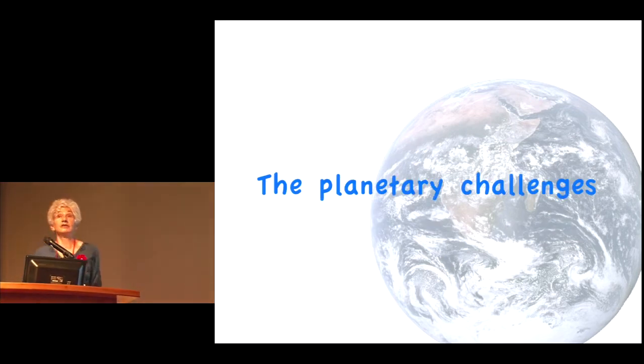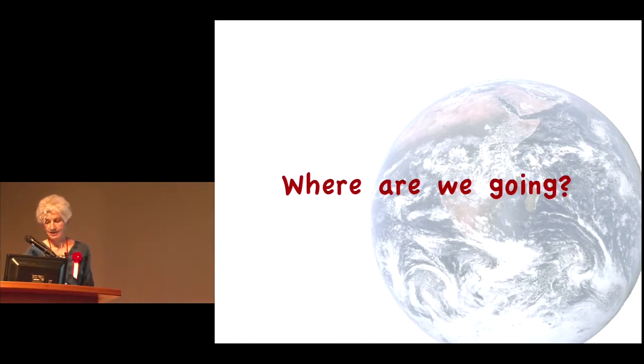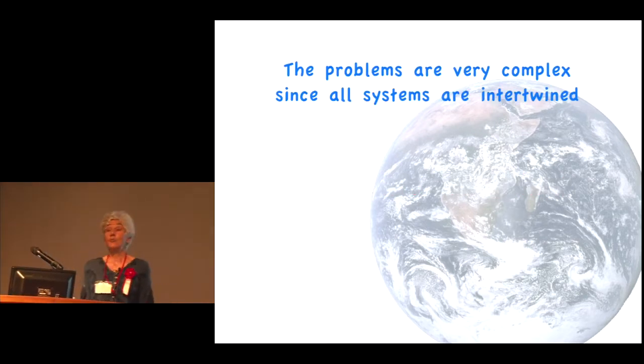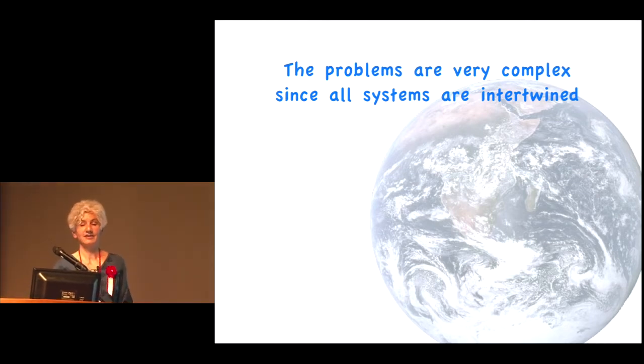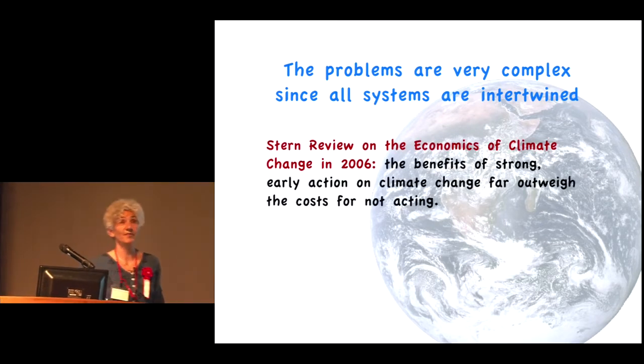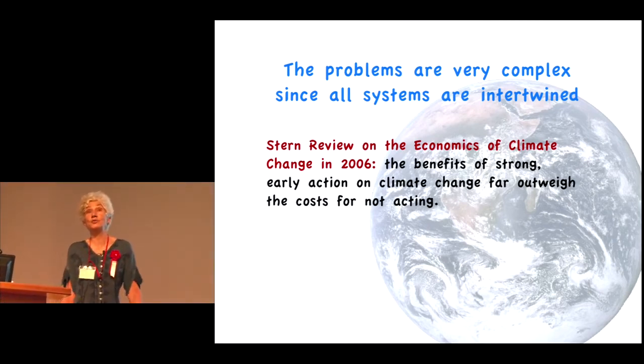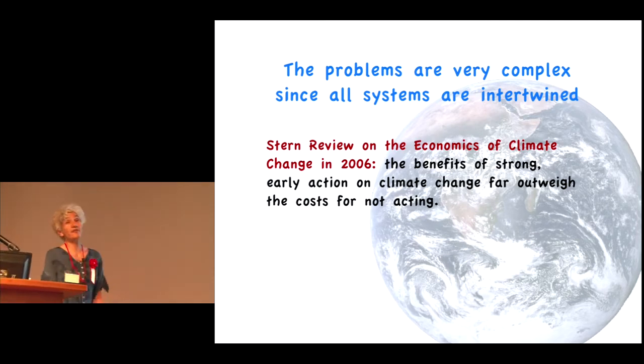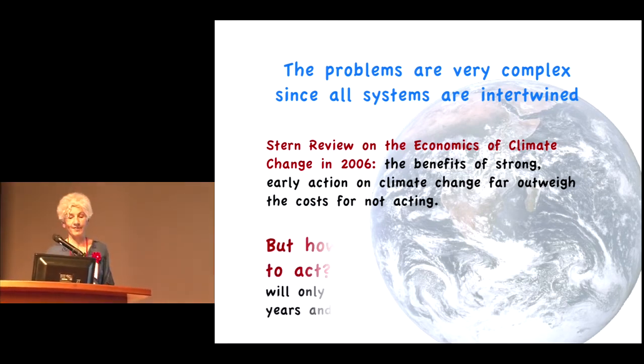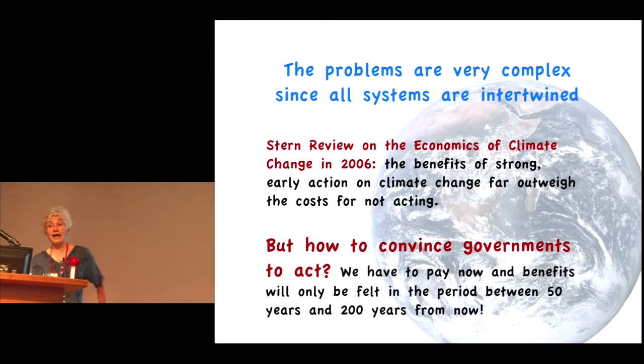So I will now say something about the planetary challenge, and then, second question from the picture, so where are we going? The problems are very complex since all systems are intertwined. So already in the Stern Review on the Economics of Climate Change in 2006 would say the benefits of strong early action on climate change far outweigh the costs for not acting. But how to convince government to act?